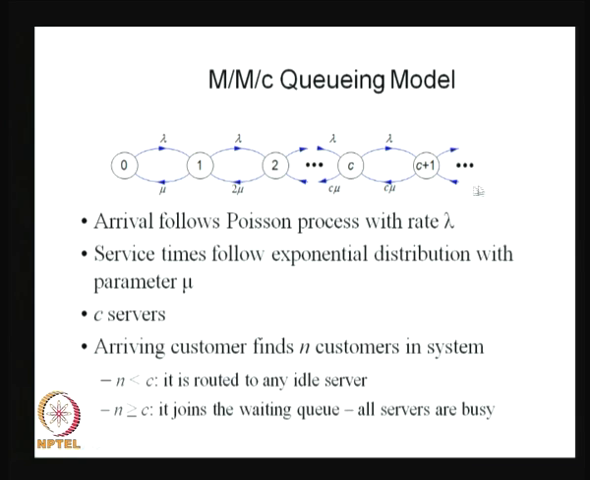Like that, the death rate will be C mu from C plus 1 onwards. Whereas from 0 to C, it will be mu, 2 mu, 3 mu and so on till C mu. After that, it will be C mu from the state C plus 1 to C, C plus 2 to C plus 1 and so on. And if you see the state transition diagram, you can observe that this is a birth-death process.